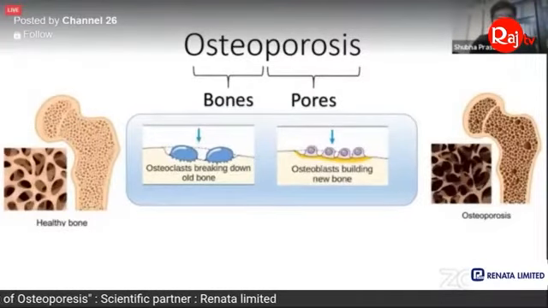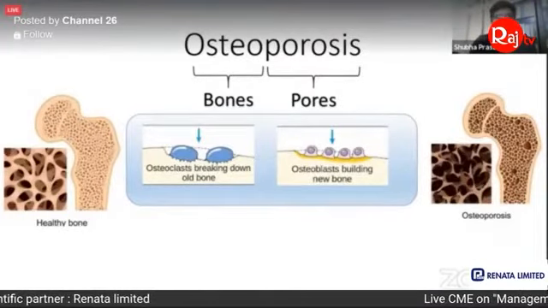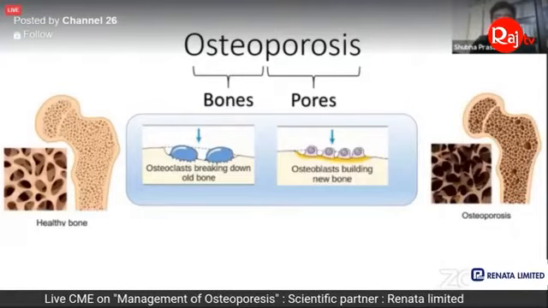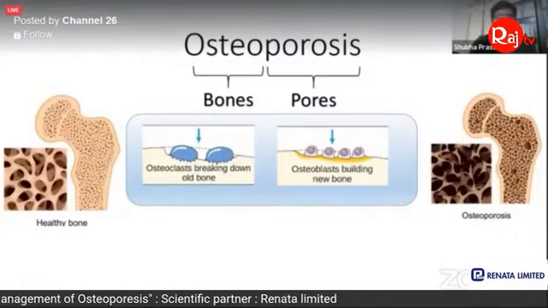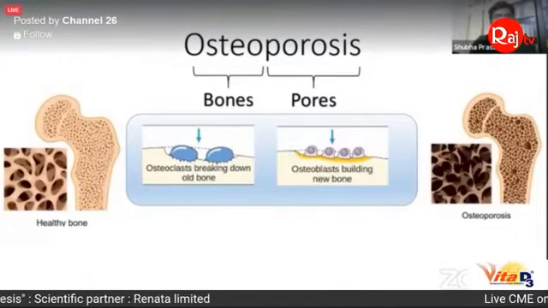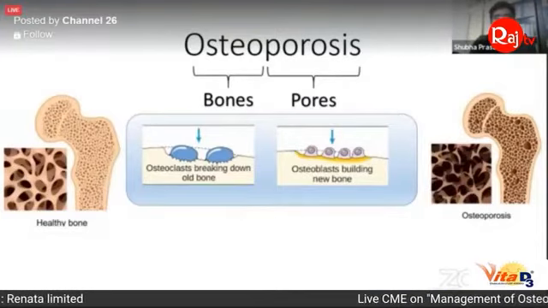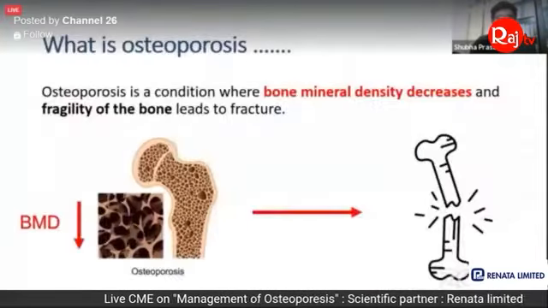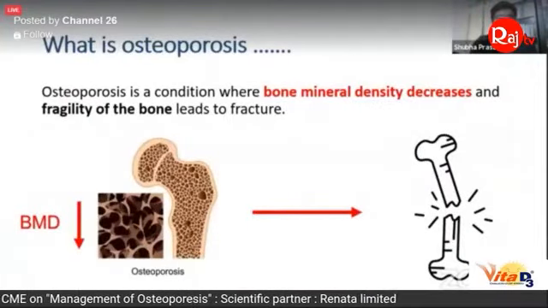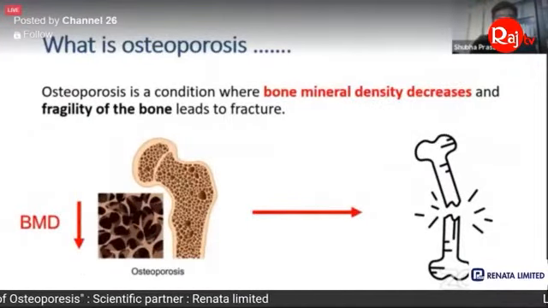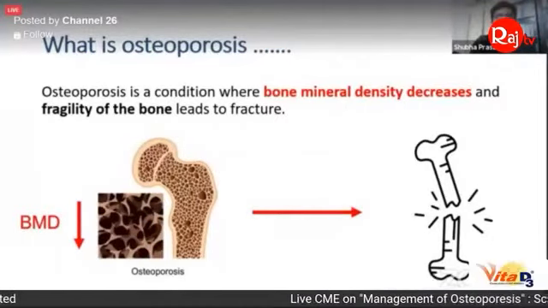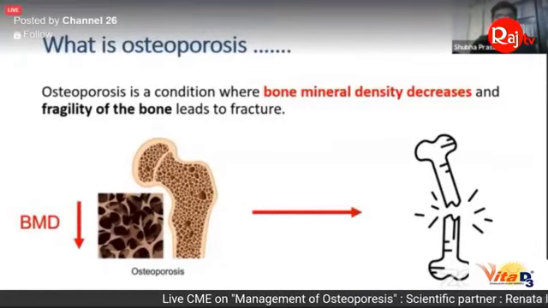Literally, osteo refers to bone and porosis means pores. So osteoporosis means there is a higher breakdown of bone in comparison to the formation of new bone, which results in a porous bone. Osteoporosis is a condition where bone mineral density decreases, and that leads to fragility of bone, which eventually leads to fracture.